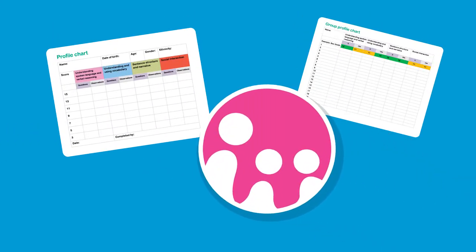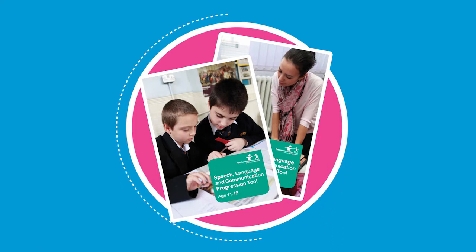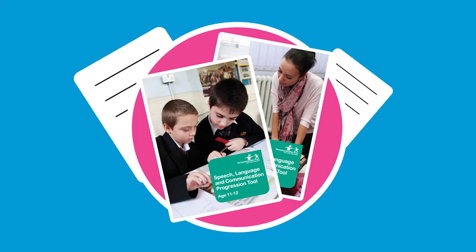The profile charts allow you to rate individuals or groups using a red, amber, green or RAG system. Many of the tools also have accompanying resource cards.